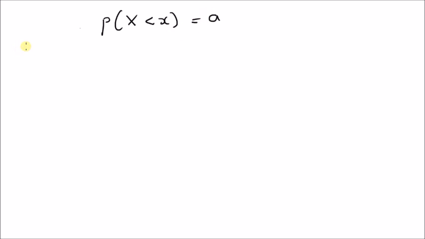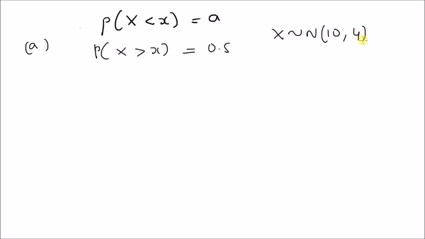To start with, we consider the following equation: probability of X greater than small x is equal to 0.5. We have random variable X that has a normal probability distribution with mean 10 and standard deviation equal to 2, that is variance equal to 4. And probability of X greater than a value can be rewritten as 1 minus probability of X less than or equal to that value, from probability theory.